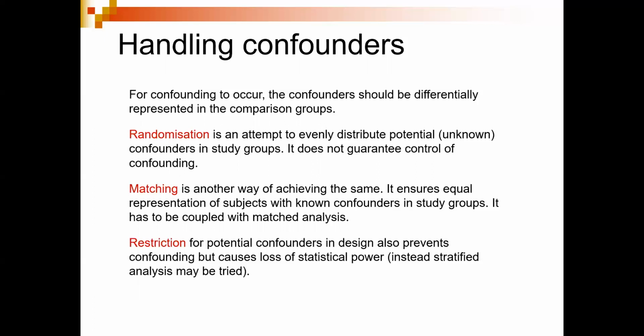Then the other way is matching. I think we've discussed matching. It ensures equal representation of subjects with non-confounders in study groups. We usually use matching for case control studies, and let's say you know sex is a confounder for the relationship you are assessing. So if you've got a male case, you look for a male control, because you are matching according to sex, which is a confounder.